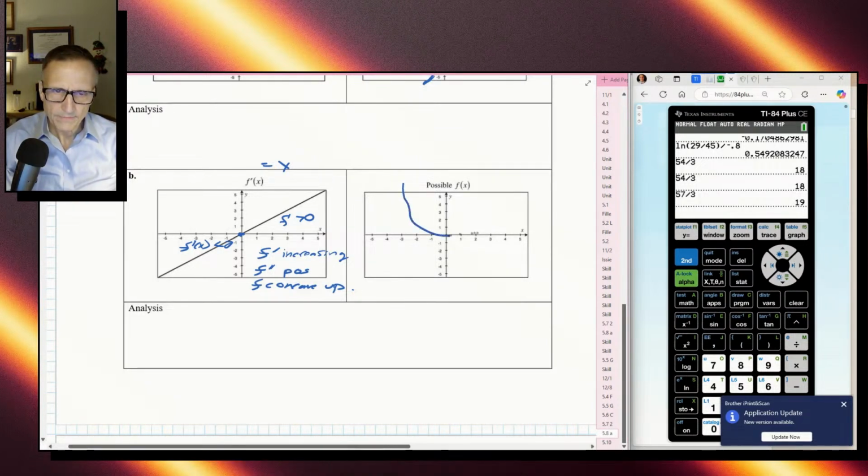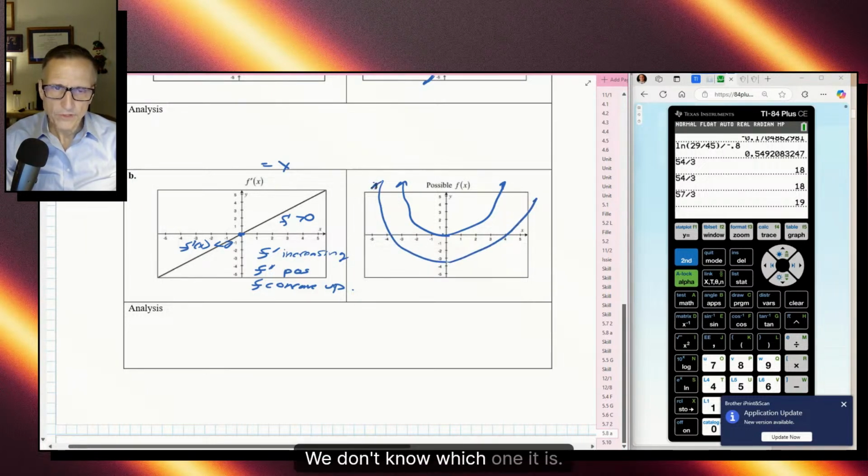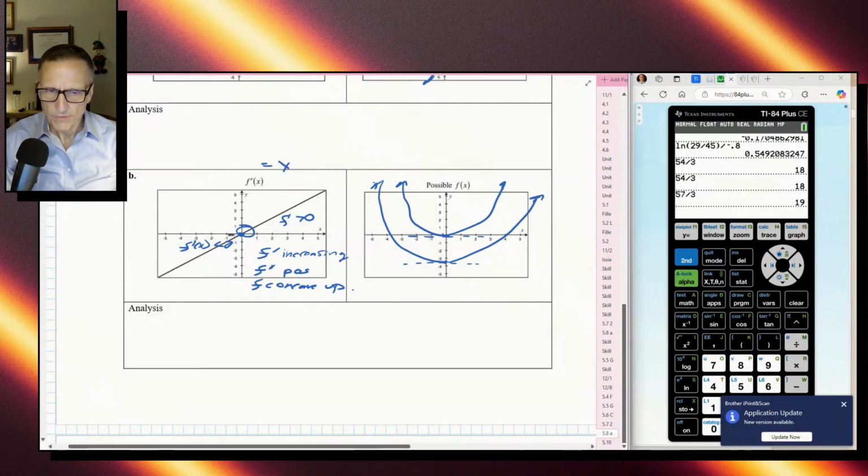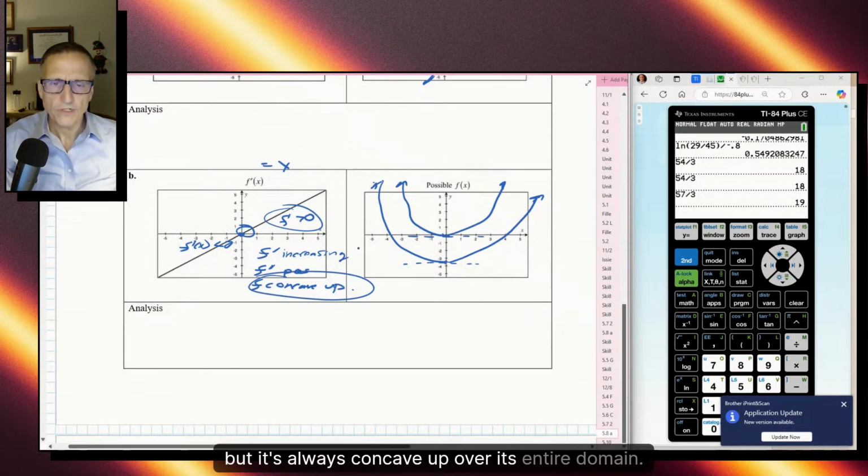Maybe a quadratic. It could be that one. It could be this one. Right? We don't know which one it is. These are all possibilities. But remember, as long as I put my vertex at x equals 0, that's where the derivative is going to be equal to 0, which is what's indicated here by that intercept at 0, 0. And then you can see that to the right of 0, the function's increasing. To the left of 0, it would be decreasing, but it's always concave up over its entire domain.